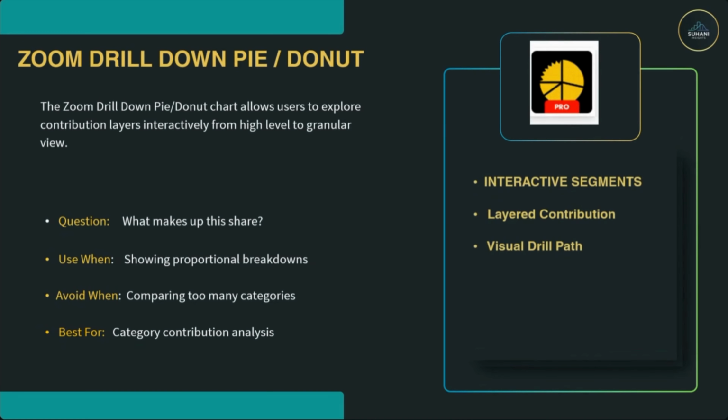The next is the zoom drill down pie and donut chart. This is a chart where we click and the contribution layers interactively go from a higher level to a granular level. By that, what I mean is, for example, imagine you are a college student, okay, and you are analyzing your budget at the end of the month. It was, for example, 20,000, of which rent was 40%, which is 8,000. Food and dining was roughly 30%, let's take it as 6,000. And entertainment was 4,000, which contributes 20%. And the rest is the savings, which you save up, which is 2,000, 10%.